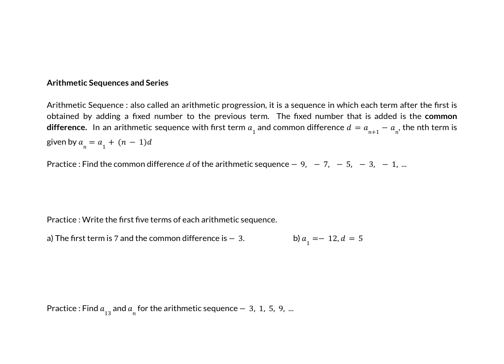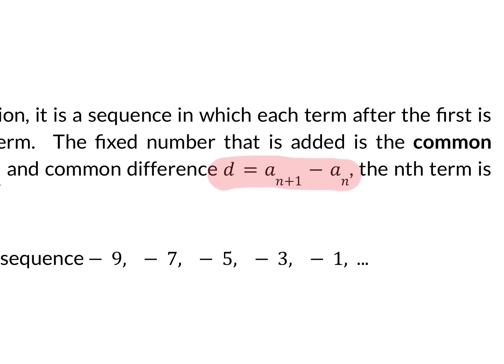Our fixed number that's added every single time is our common difference. So we're going to label that with a D. Our common difference D, that notation there, just means we're taking one term, a sub n plus 1, and subtracting the previous term. It could also be a sub n minus a sub n minus 1. It's just taking and subtracting two terms from each other.